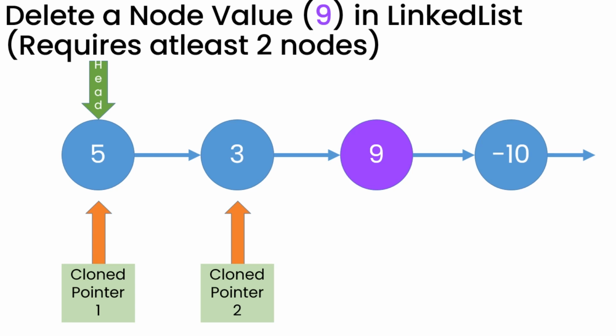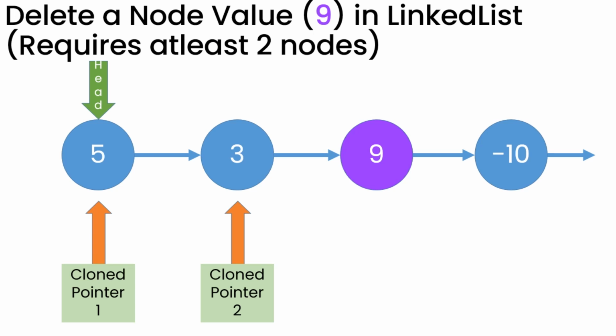Now let's talk about deleting a node with a value of 9 in our single linked list. This algorithm requires at least 2 nodes. You must have 2 nodes. So there is an edge case here where we have a linked list which contains only one element, which is our head. This condition we can fix using a simple comparison.